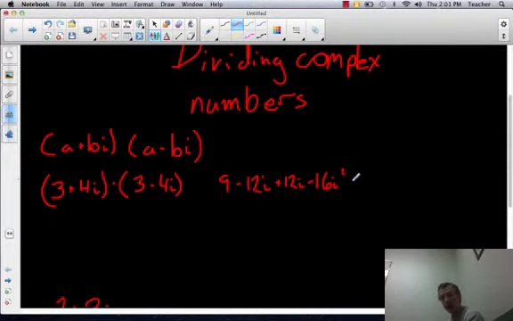Now, this is going to simplify out. We can get rid of those because it's minus 12i and then plus 12i, and this is going to end up being plus 16, because remember, we have this i squared here that turns into negative 1. So we have 9 plus 16, this equals 25. Now, because we multiplied this by the complex conjugate, we were able to get rid of all the i's and end up with one solid answer.